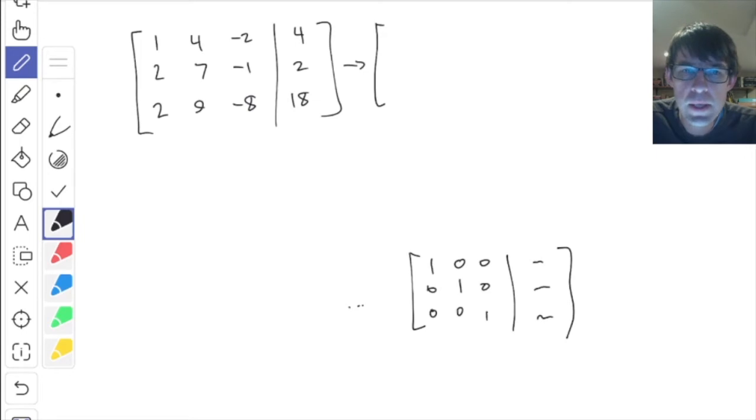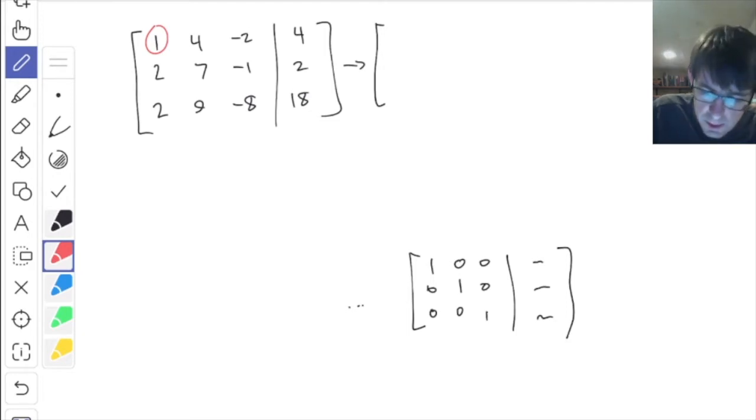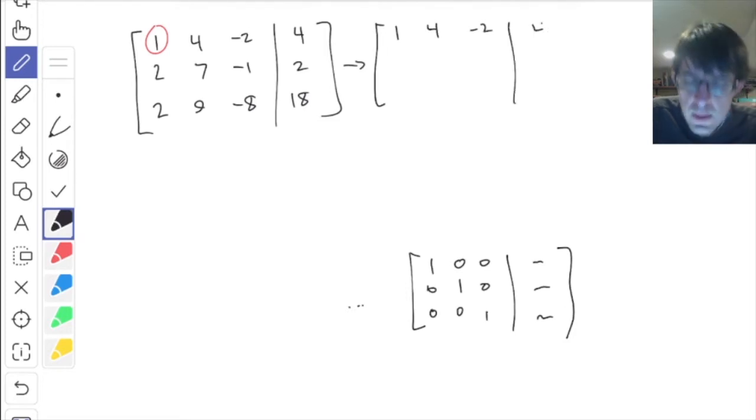So the idea is, first of all, I want to put a 1 in the upper left corner, which, lucky for us, there already is a 1 right there. And I'm going to do row operations to put zeros below the 1. So the first operation I'm going to do is subtract 2 times the top row from the middle row. I'm going to leave the top row like it is. This is going to be a 0. Anybody want to shout out, what am I going to get in the next position over?